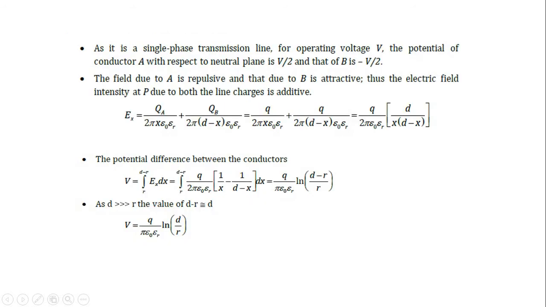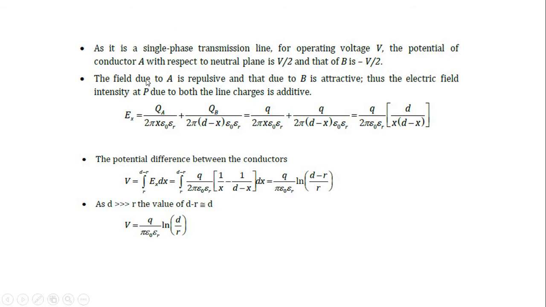Now, we have to evaluate the equation for the critical disruptive voltage. As it is a single phase transmission line, for operating voltage V, the potential of conductor A with respect to the neutral plane is V by 2 and that of B is minus V by 2. Voltage V is divided into two parts: the positive charge has a positive voltage, and the negative charge has a negative voltage.